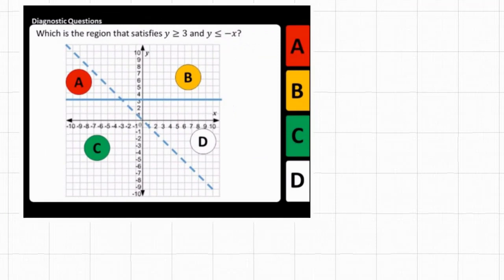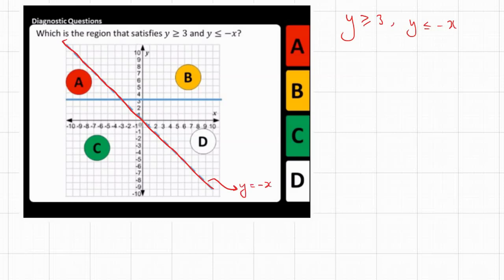Which is the region that satisfies y is greater than or equal to 3 and y is greater than or equal to minus x? So this line here, this should actually be a black line, shouldn't it? Judging on the inequality that they've used, a less than or equal to sign. This is the graph y equals minus x, so that's going to represent this.